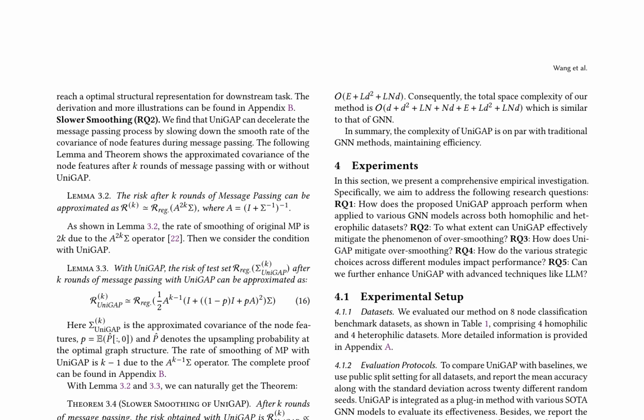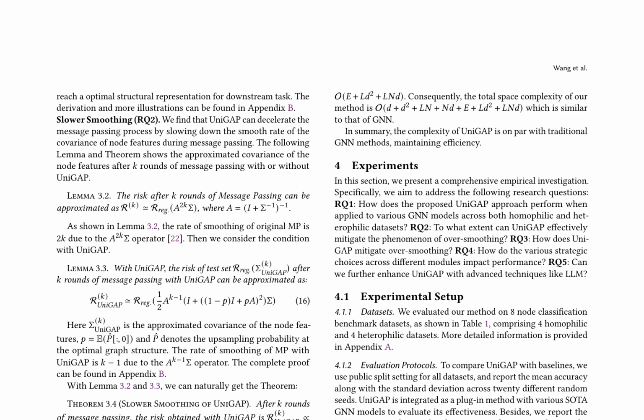In contrast, Lemma 3.3 presents the approximated risk with UniGAP, R_k,UniGAP approximately equals reg(A^{k1}, (I plus 1p)(I plus pA)^2 Σ), where p equals e, p, 0, and p denotes the upsampling probability at the optimal graph structure.